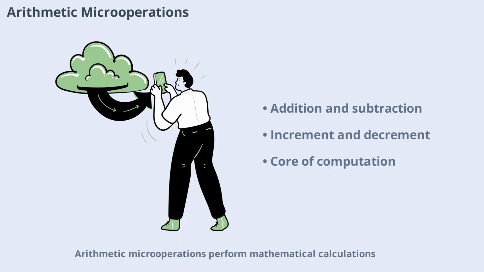Arithmetic microoperations perform mathematical calculations on data stored in registers. Common operations include addition, subtraction, increment, and decrement. For instance, adding the contents of two registers and storing the result in a third is an arithmetic microoperation. These operations are crucial for tasks ranging from simple calculations to complex algorithms, forming the core of computational processing in the CPU.